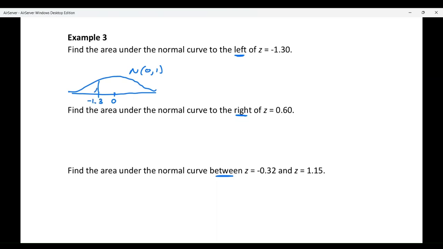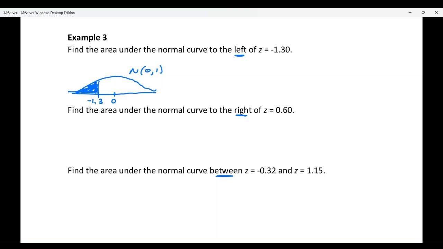And we want the area to the left. So we want to know what proportion of data is in this region. First thing we would need to do, if we didn't already have it, is find the z-score. We already have it, so now we can go to the next step of actually finding the area. Like I said, we're going to use a table to do this at first, and then I'll show how to do this in Excel.